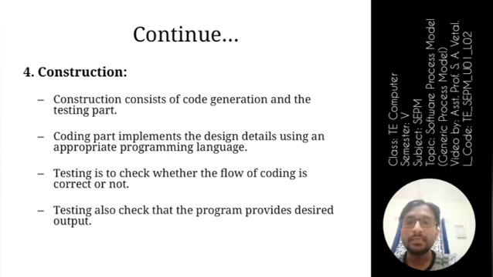The construction, in the field of IT, we can also call implementation. The more appropriate word can be implementation. Now what kind of tasks are we going to perform in this construction activity? The construction activity consists of code generation and testing. Again, two tasks are there. The first task is code generation and the second task is testing.